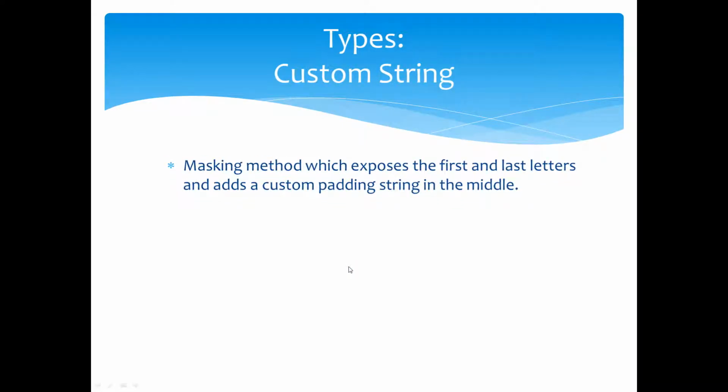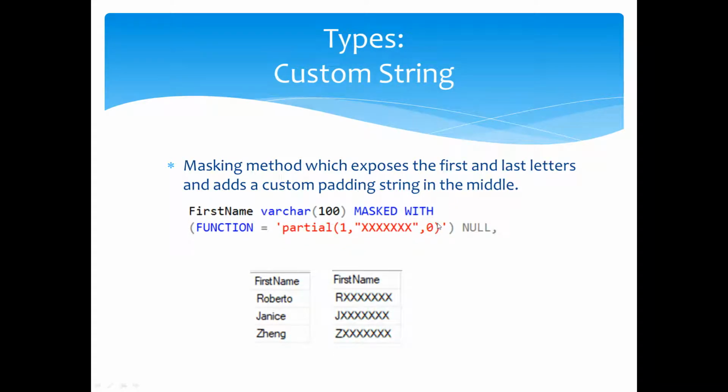There's also custom string. So this is where you can do your own thing a little bit. It's a masking method which exposes the first and last letters and adds a custom padding string in the middle, right? So if you have a look at this one, we've again got another function. Function equals partial. This is where it's a bit weird, I think, because they've called it custom string. I think I should call it partial. But what will happen here? It will show the first character. Then I have 1, 2, 3, 4, 5, 6, 7 X's. And then apparently there's nothing on the end. You could actually do some other stuff where it does something like 4 X's, and then whatever's on the end. You could put something like that in there. You can mess around with this one. It is one of those that you do need to mess around with in order to understand it. We will have a play in a bit as well.